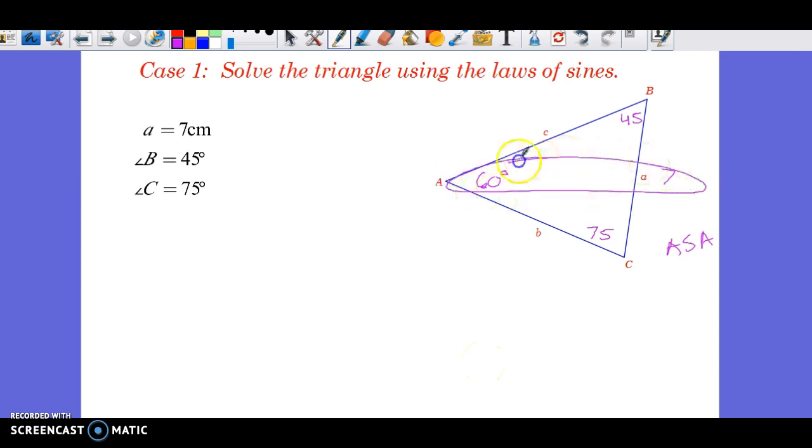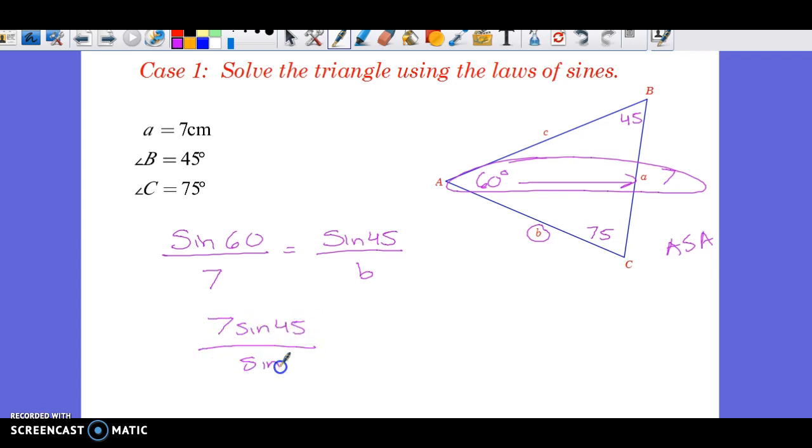After that happens, I now have information across from each other. So I'm going to use the law of sines, which says I do sine of 60 over 7 because they're across from each other. Then, if I want to find side B, I'm going to do the sine of 45 over B. This is a proportion, so you cross multiply. I'm going to take 7 times sine 45 and divide by sine 60. And just type it in the calculator like that. Make sure you do that with me. You should get 5.7.